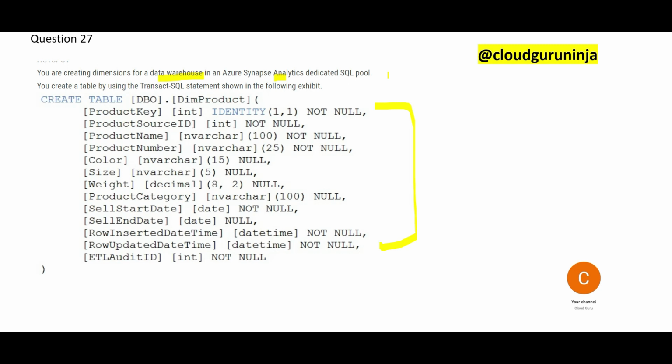Like I always talk about the thumb rule, if it is type 2, there will be three fields: surrogate key. Do we have a surrogate key and or identity? Yes, we have this. Do we have a start date? We have a start date. Do we have an end date? We have an end date.